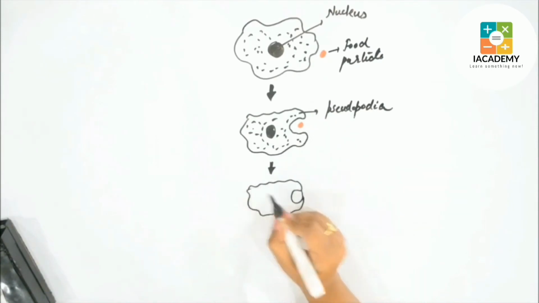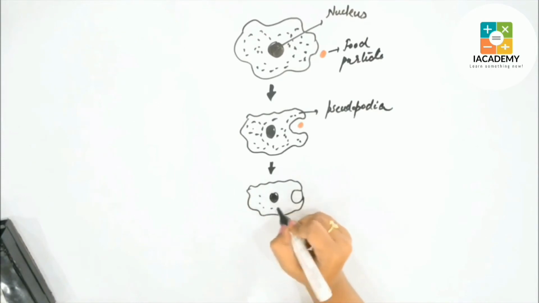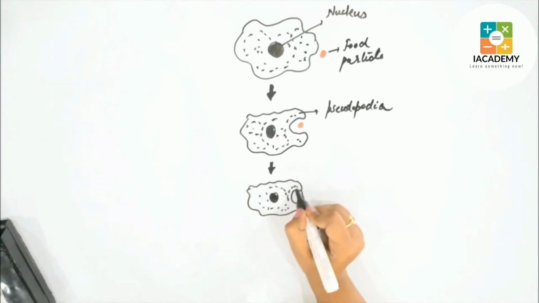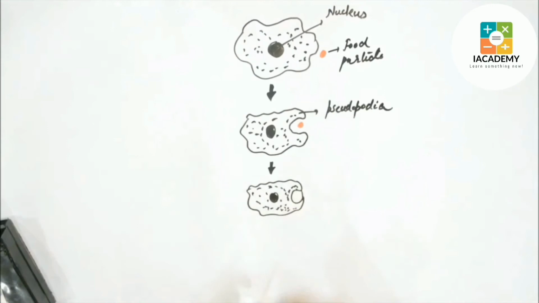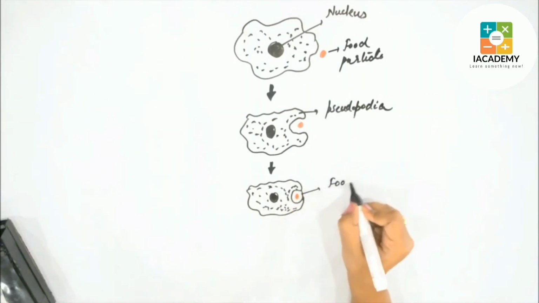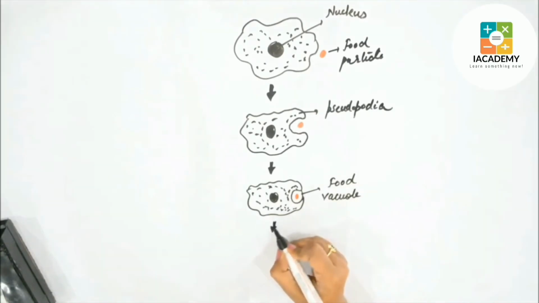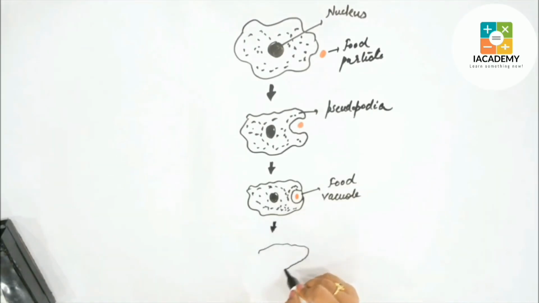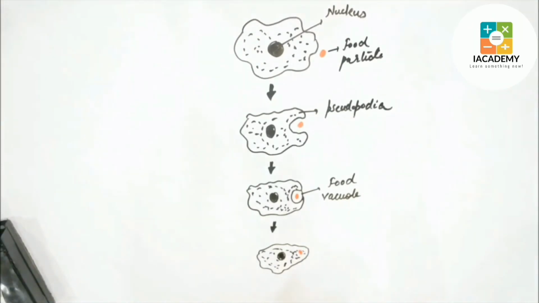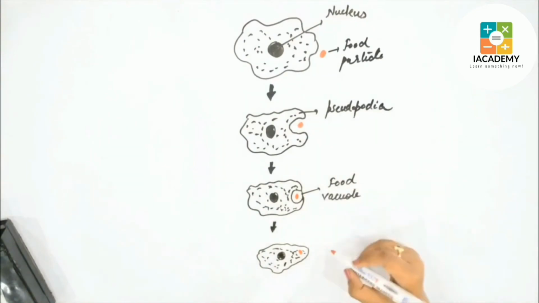Pseudopodia of the opposite surfaces fuse to form a food vacuole. In the food vacuole, complex substances are broken into simpler substances which then move into the cytoplasm. This is the food vacuole for digestion of food. Now in the food vacuole, food is broken down and the undigested food particle is moved to the surface of the cell and thrown out. Here the food comes inside like this. This is the red color, that is your food particle. So this is your amoeba and nutrition in amoeba.